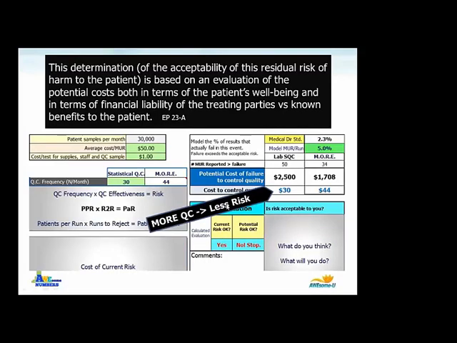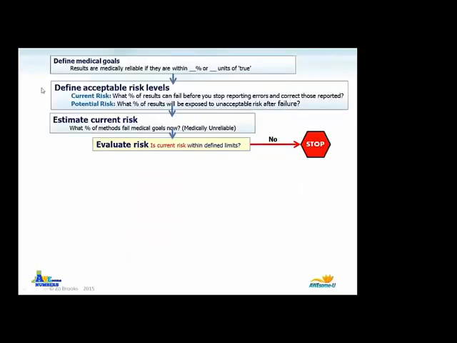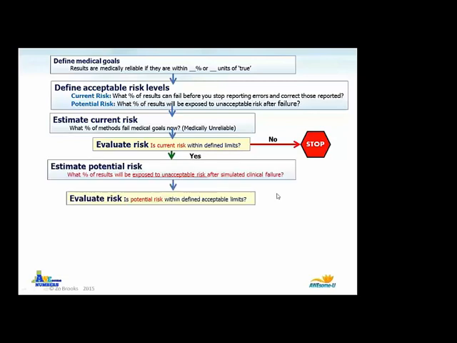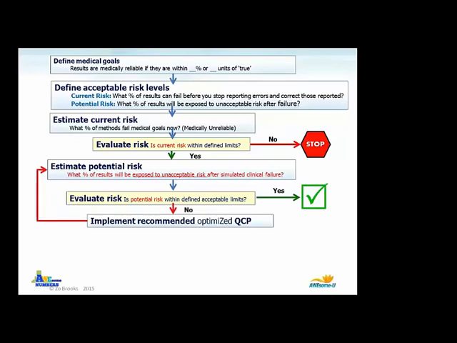So if you do more QC, you do get less risk. How are you going to get from here to there? Define medical goals, define acceptable risk levels, estimate the current risk, evaluate risk. If current risk is unacceptable, stop. Estimate the potential risk: what percent of results will be exposed to unacceptable risk after a simulated clinical failure? Evaluate that risk. Is it within defined limits? Then you're good. If you're not, implement the optimized QC process.